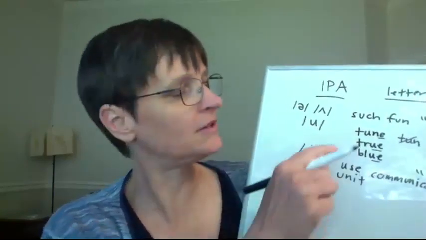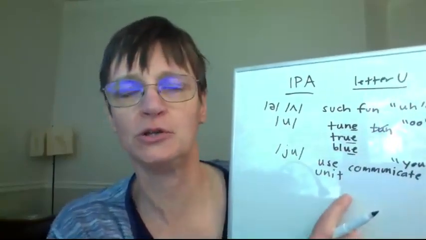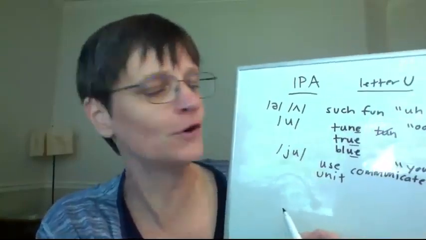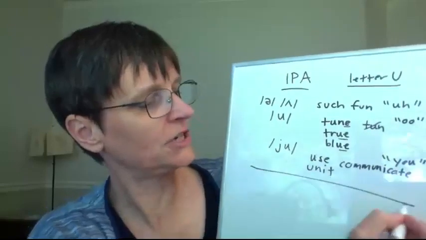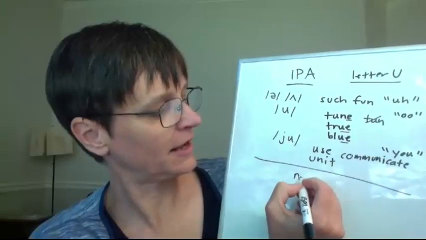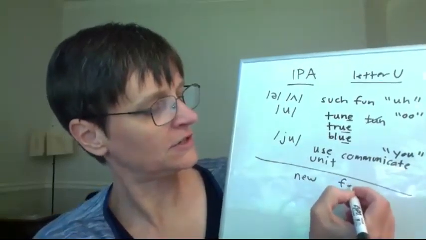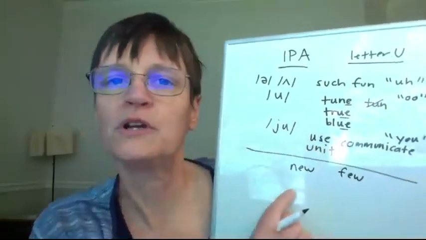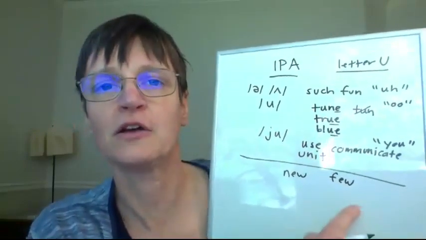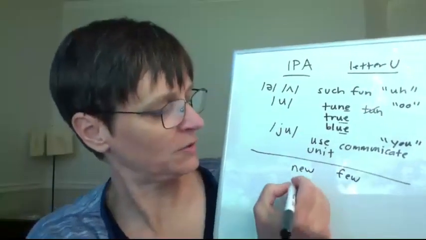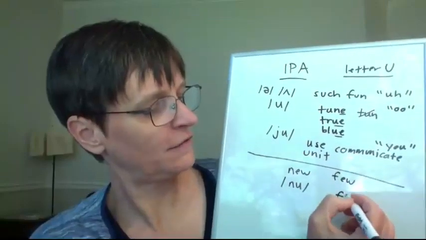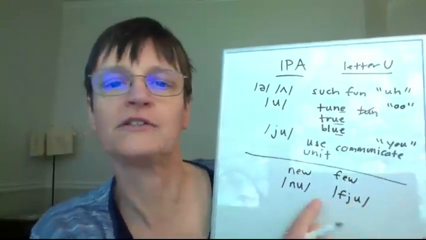And knowing when it's going to be an oo and when it's going to be a you is something that being able to look at those symbols can be very useful for. In addition, we have some words with a different spelling, not letter U, but for example, like new versus few. In British English, they might use U for both of these. They might say new and few. But in American English, we just say new with no y sound, and we say few with a y sound.